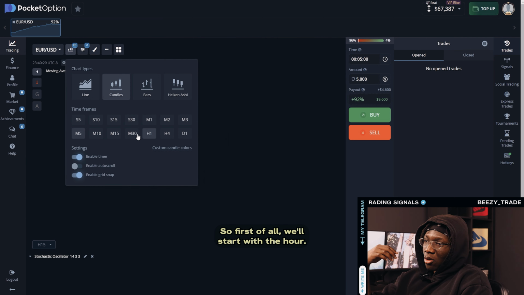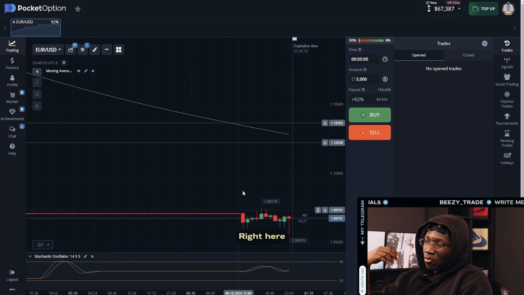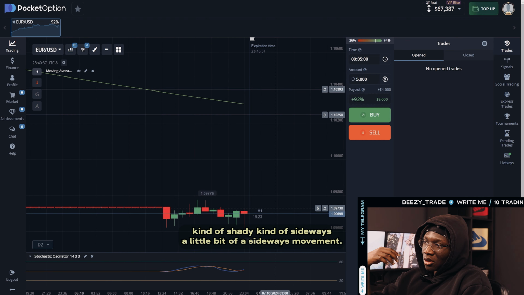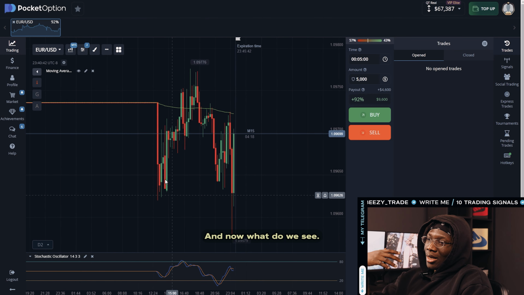So first of all, we'll start with an hour, and as we can see right here, kind of shady, a little bit of a sideways movement. So we want a clearer picture, so we will go down to M15. Now what are we seeing?